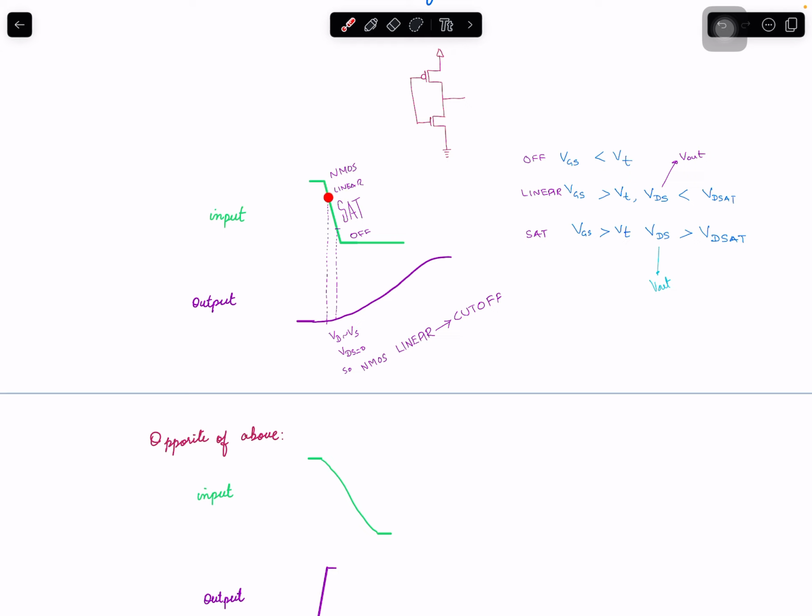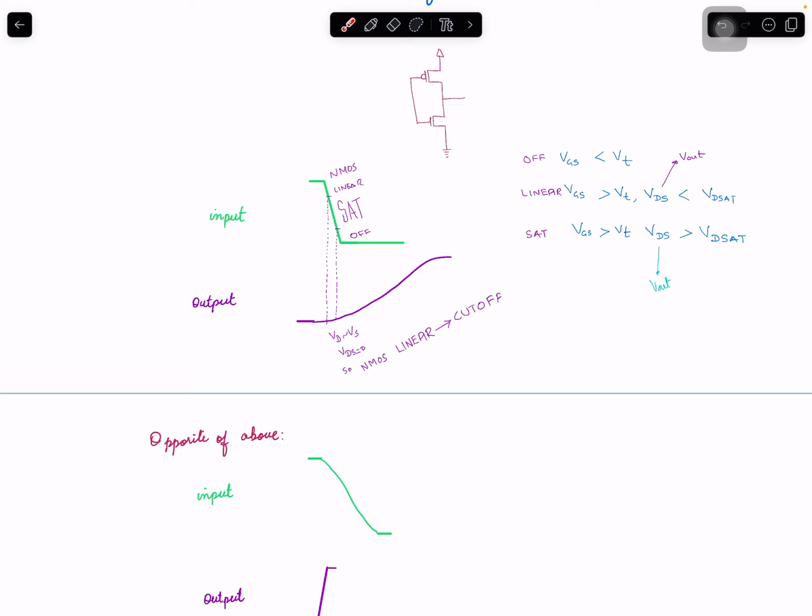Input NMOS was already in linear. Now voltage is coming down. So at some point here, in a normal state, assuming its output transition is very similar, NMOS is already in linear, then it goes into saturation and then turns off when input is less than that VT, right?